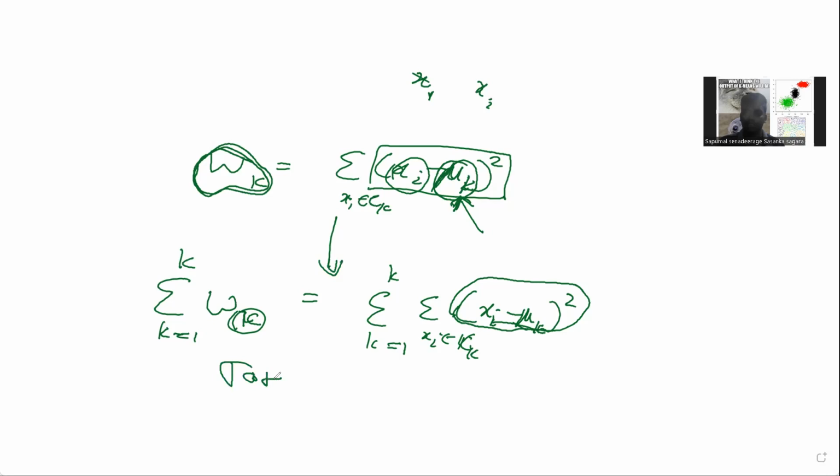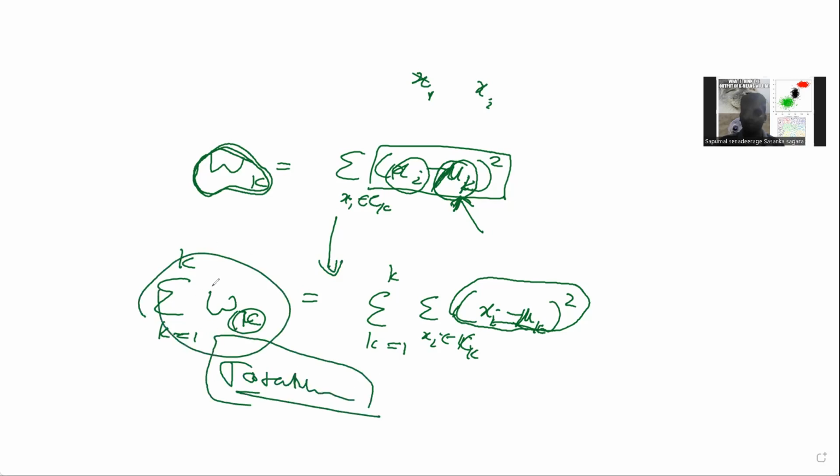This is nothing else but total withinness. Total withinness can be derived using withinness, right? This is a good measure for finding out clusters. We want to make it as small as possible, right?